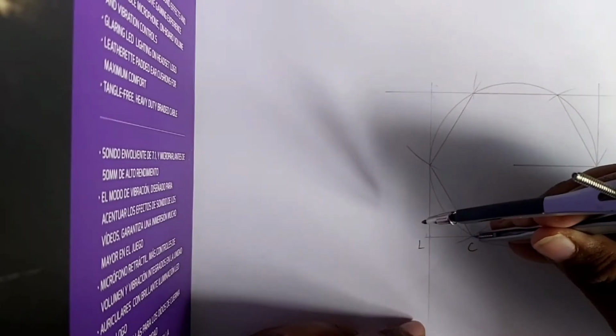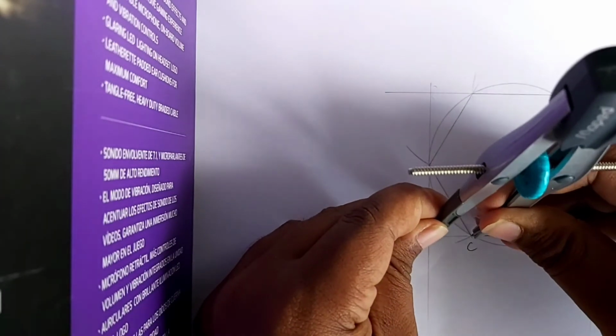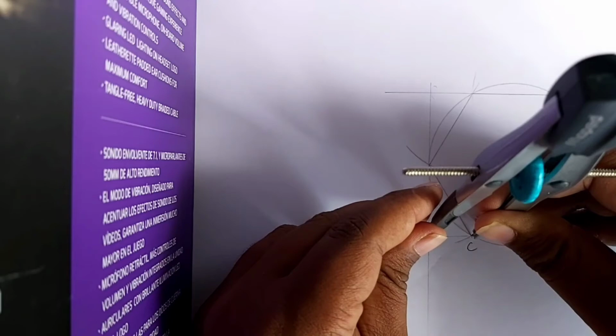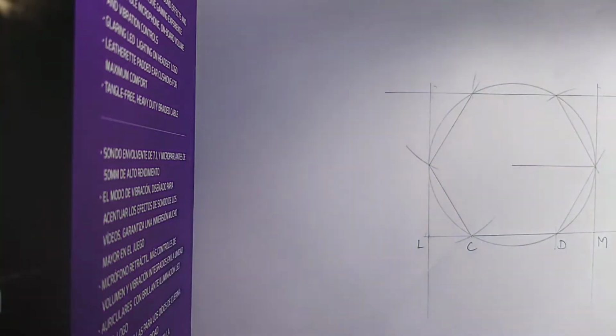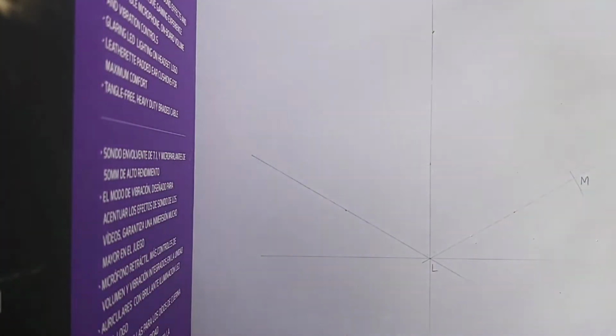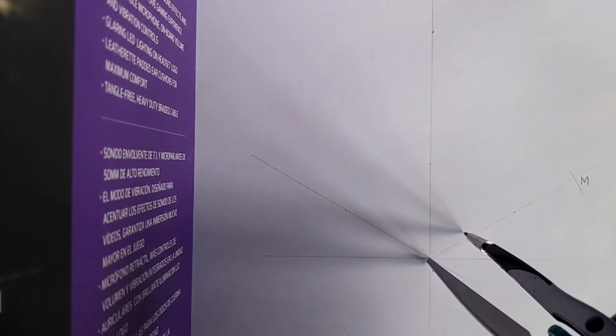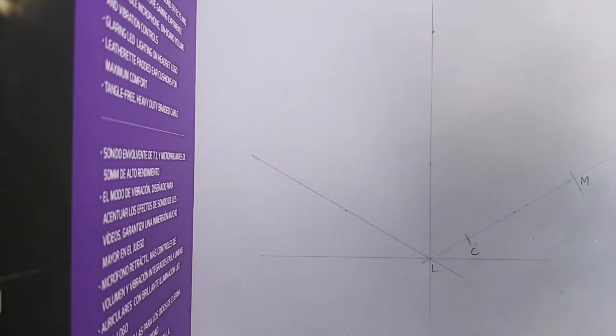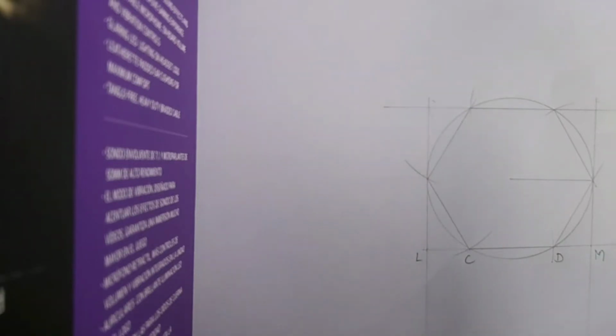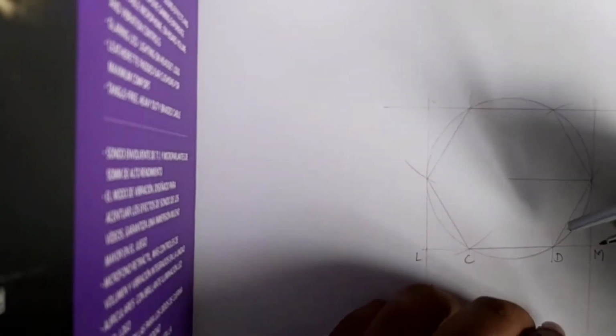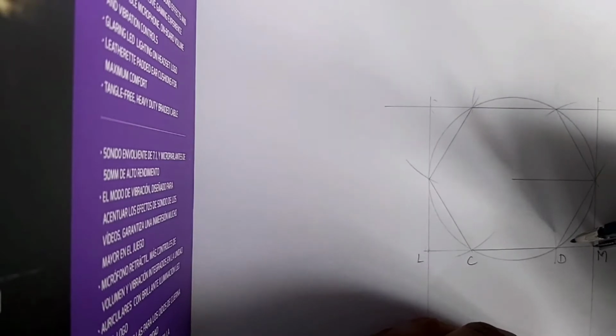Alright, so here now I'm going to transfer C and D, right? You can see me transferring C here first. And now I'm going to transfer D onto the isometric projection.